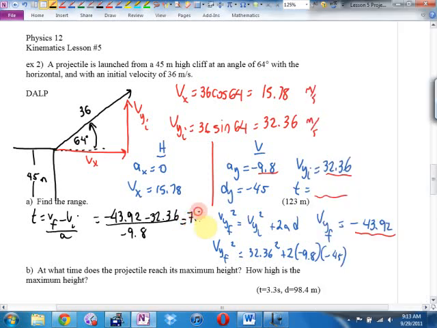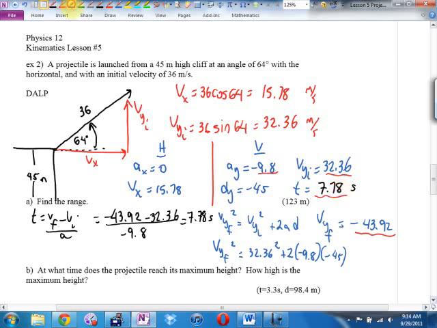Woohoo! Oh, no, wait a minute. I'm not done. Emily, what was this question asking me to find? Part A said find the range, which is actually D what? Yeah, DX. And as it turns out, DX is just VXT. What happened to the half AT? Oh, yeah, it cancels.